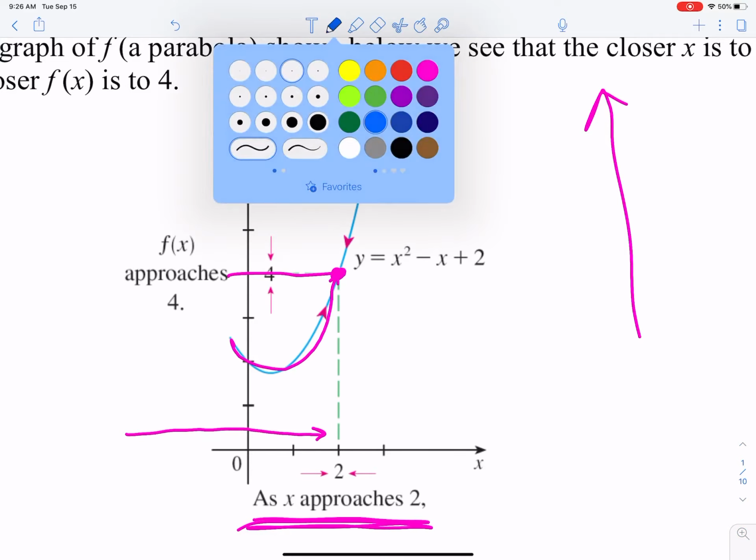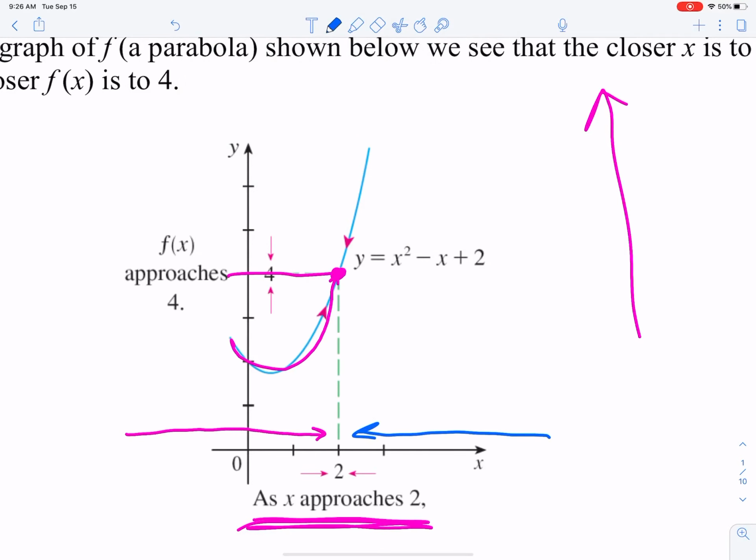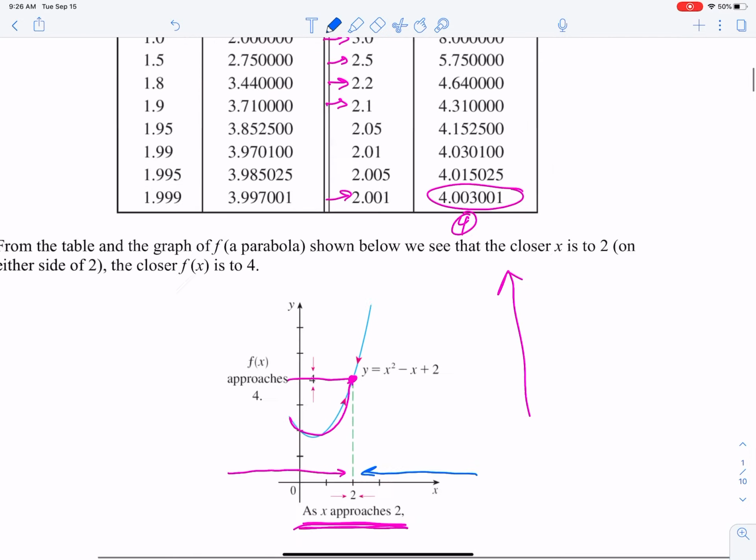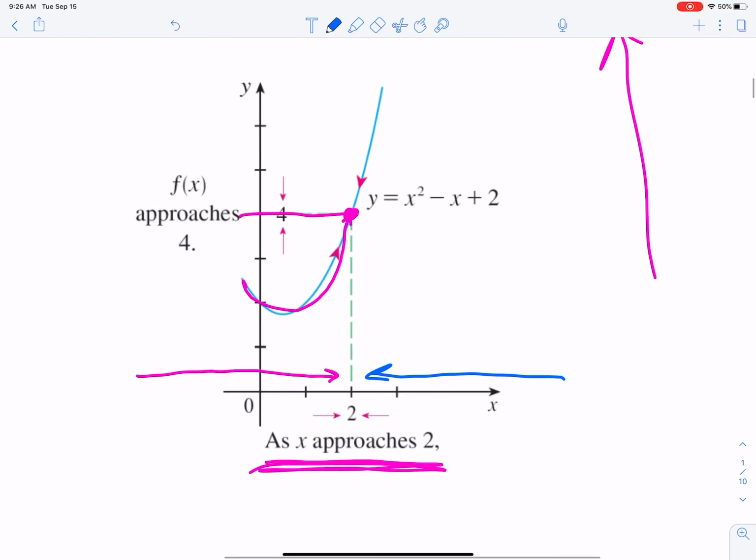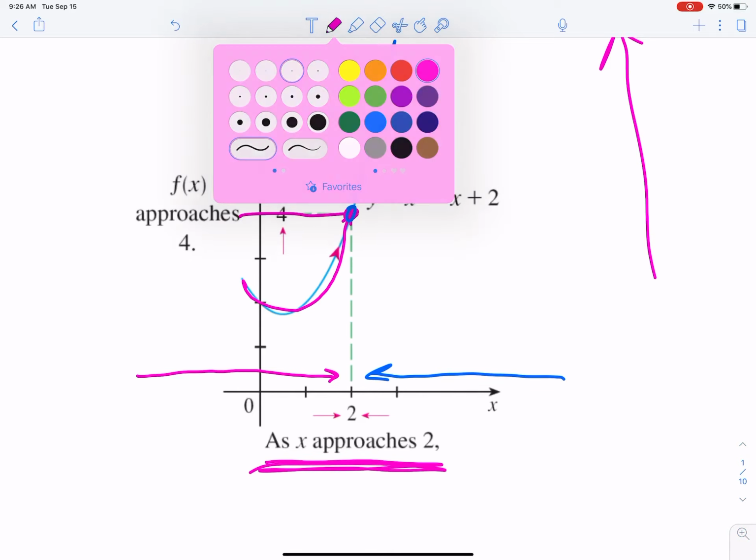And as we approach x equals 2 from the right, again, just like we did on that table above, we can see, just follow the function, it's approaching, again, 4. Okay, so that's the general idea of a limit. As we approach a specific x value from either the left or the right, what is happening to the function value? Okay? All right, let's explore that some more.